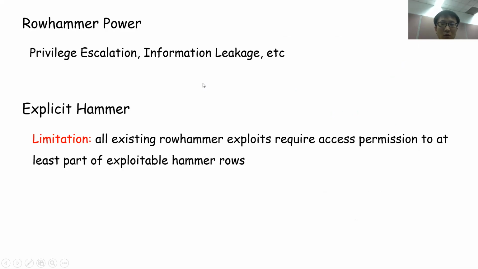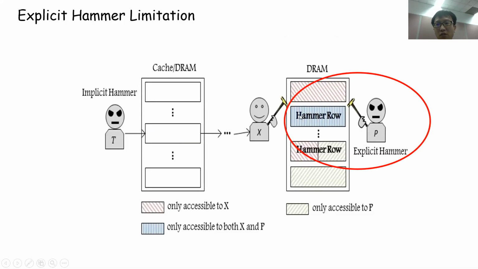Up to now, Rowhammer attacks have enabled privilege escalation, information leakage, etc., posing a serious challenge to system security. For us, we have observed a limitation of all existing Rowhammer attacks. That is, the Rowhammer attacks require access permission to at least part of the exploitable hammer rows. We call these Rowhammer attacks Explicit Hammer. As this figure shows, the attacker P in Explicit Hammer attacks will require access permission to these two exploitable hammer rows.